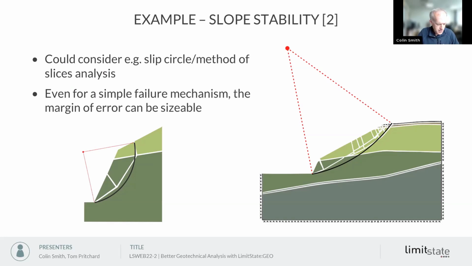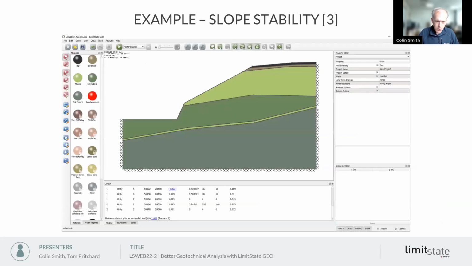But for more complicated stratifications of soil, the margin of error can increase, and of course there's inherent variability between the different types of method of slices that you might use, for example, Bishop, Morgenstern-Price, etc. Now, where LimitState GEO comes into its own is that instead of making assumptions, it adopts rigorous plasticity theory that can identify any failure mechanism geometry. And this in particular is needed where the weak layer is modeled. So here, the weak layer we've highlighted in pale green. That's a much weaker material.